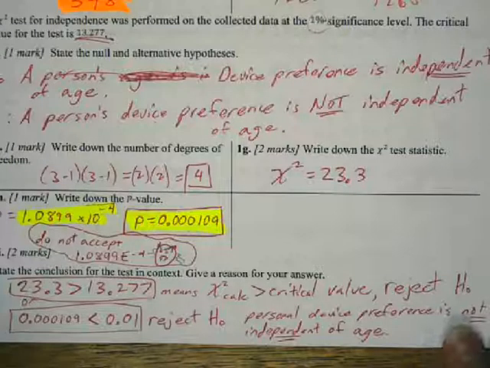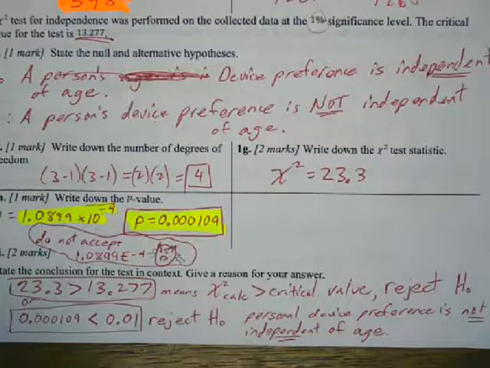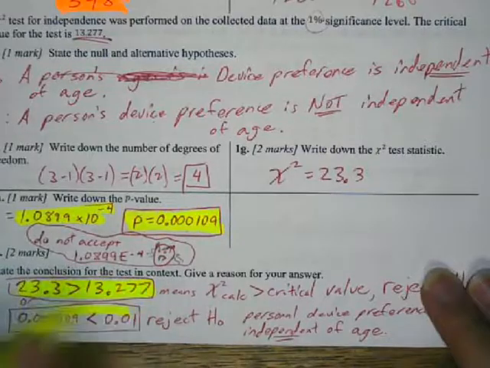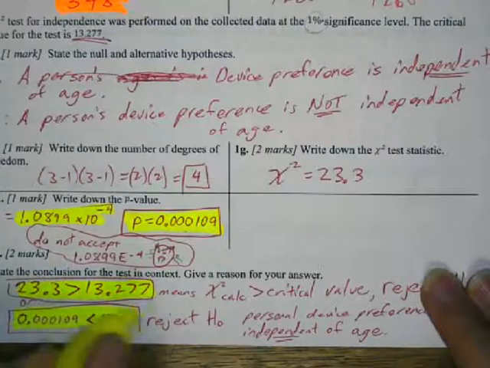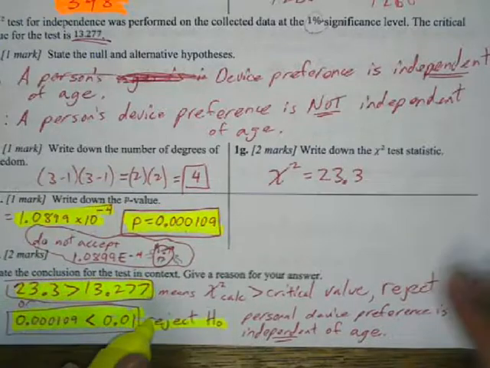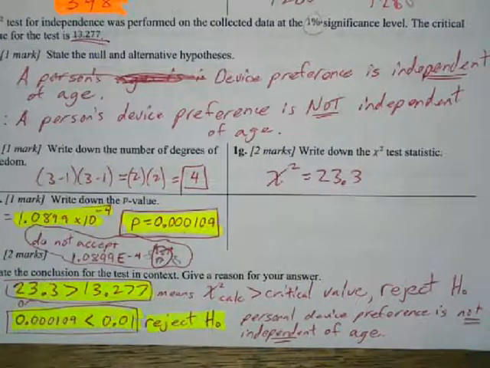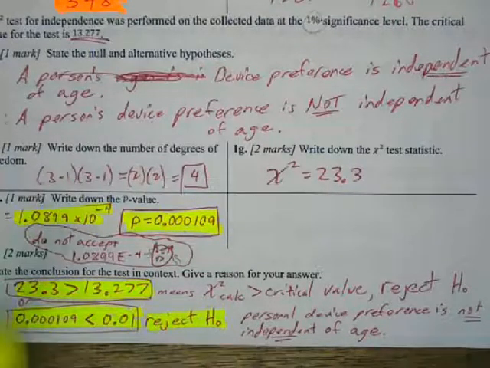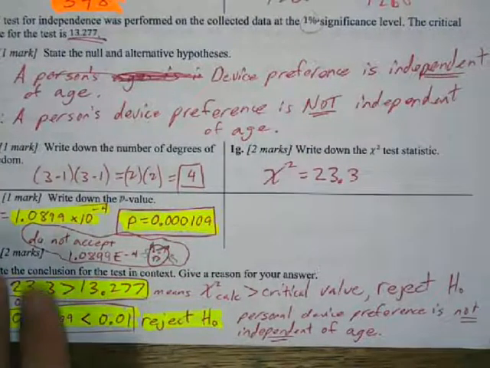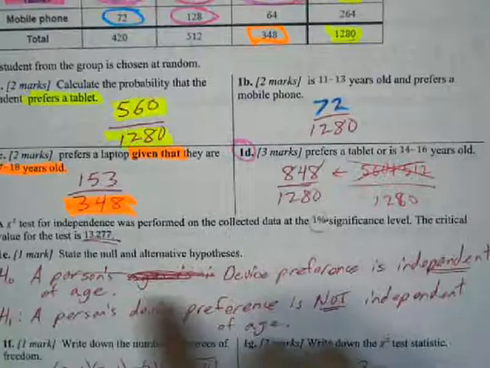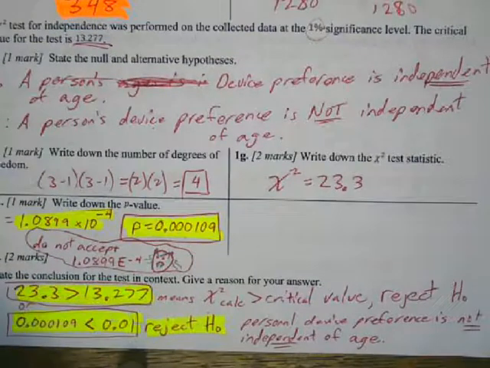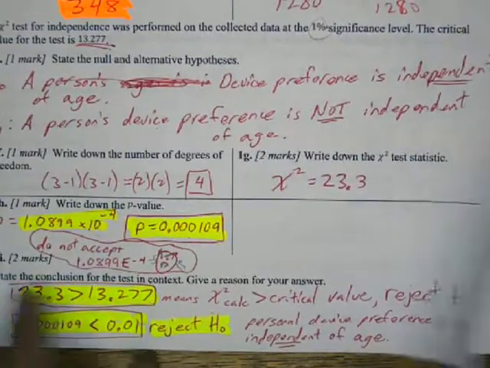So it doesn't matter if you write this reason or this reason. They both indicate the same thing. They both indicate that we reject the null hypothesis. So personal device preference is not independent of age. If we accepted the null hypothesis, it would be personal device preference is independent of age. Okay, you might want to hit pause if you need to. Okay, next.